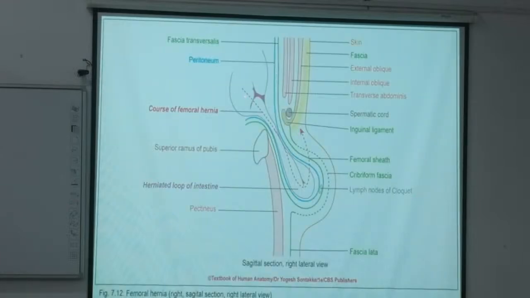See here the herniation through the femoral canal. These are the outer coverings. Outermost is the skin, then the cribriform fossa of the femoral ring, then the femoral sheath, and this is the peritoneum. The blue one is the peritoneum covering the gut loop, the intestine. So these are the coverings and content of the femoral hernia.